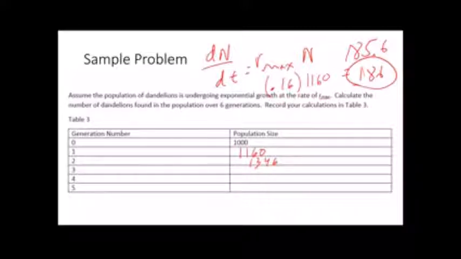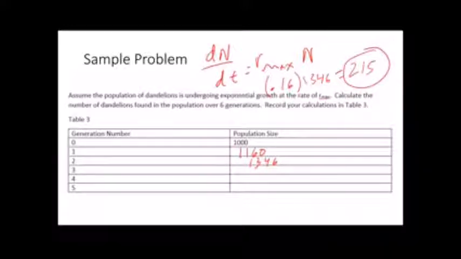We do the same calculation for generation 3. We replace our population size with 1,346. We multiply 0.16, our per capita growth rate, times 1,346. That gives us 215.36. We'll just round that off to 215. So we're going to take that 215, which is our change in population size over time, our population growth. We're going to add that to 1,346. So 215 plus 1,346, we end up with 1,561 as our new population size.